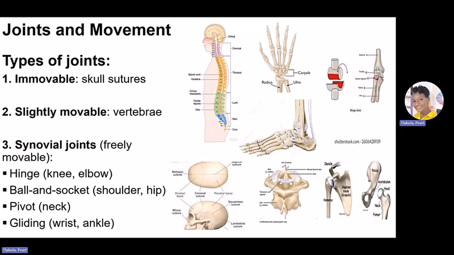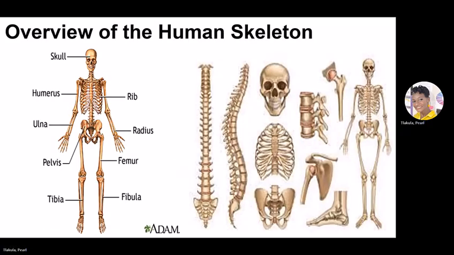So how many types of joints do we have? We have 3 types of joints. These joints join bones together. We have the immovable ones, the slightly movable, and the synovial joints. Great. So, an overview of the human skeleton.